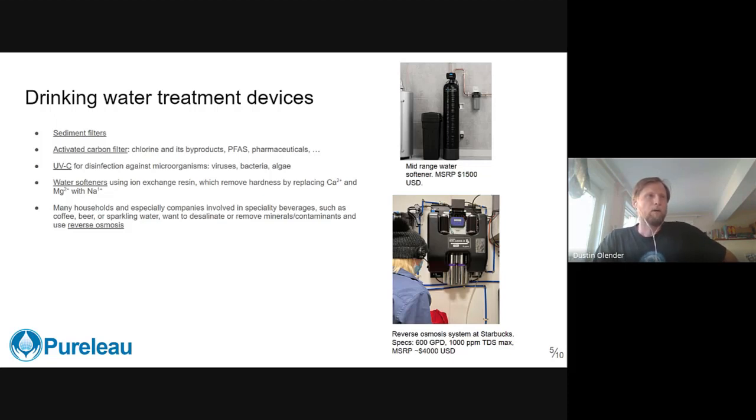Sediment filters and carbon filters are sub $100 kind of thing. Water softeners are in the $1,500 USD range. Reverse osmosis can vary anywhere from sub $500 to the stuff that Starbucks is using, which is thousands of dollars.